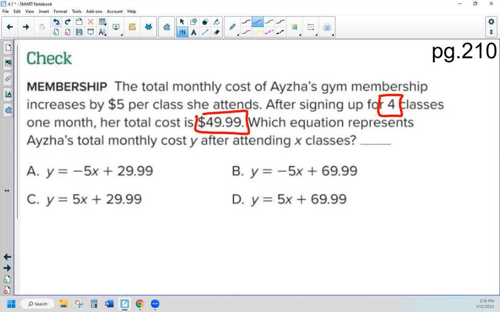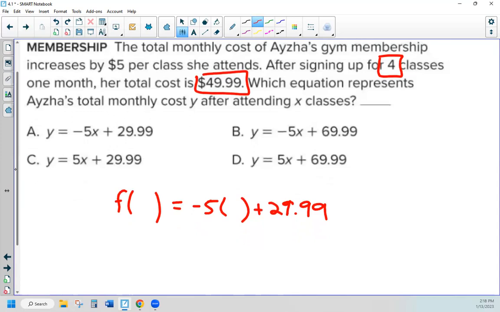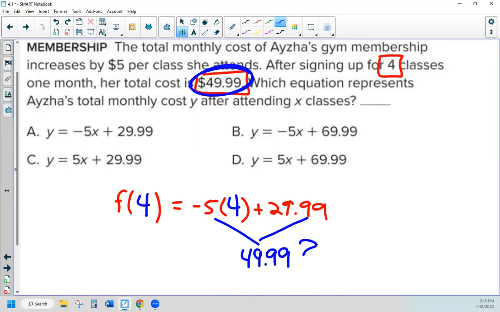So if you were to go ahead and think of these as functions, let's grab A. I'm just going to grab A, the first one. So imagine if I grab A and I write it in function notation like that, and then I put negative 5, and then I put parentheses plus 20, $29.99. What if I put a 4 right here, because we take 4 classes? If I put a 4 in here and I solve this, will my answer be $49.99? That is the question. Will this be true?